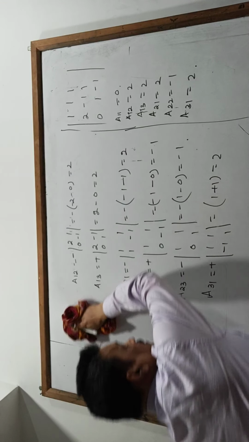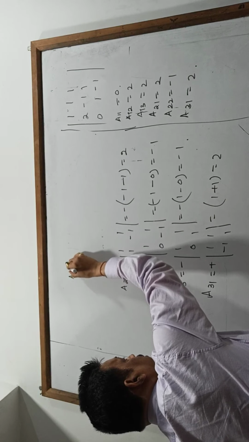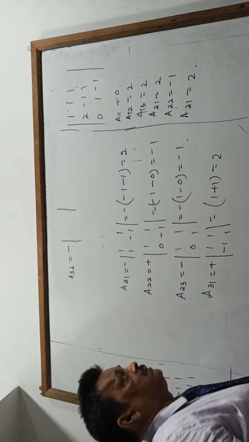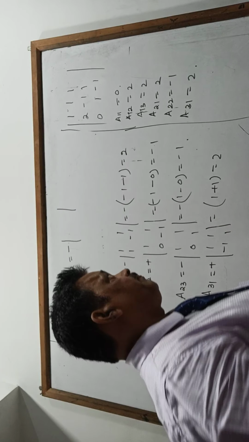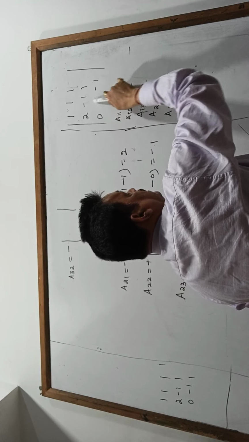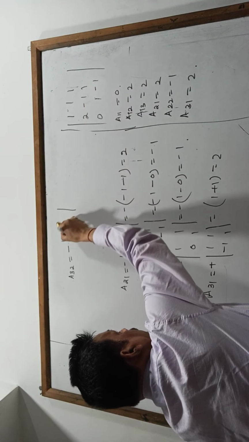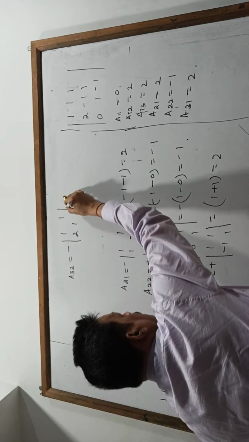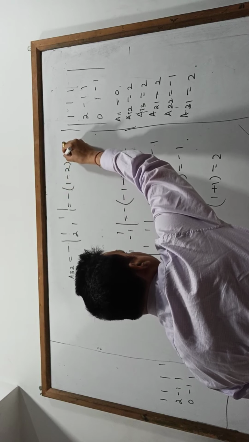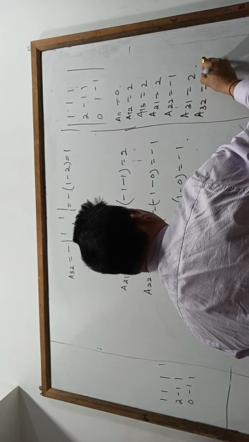Now let's take A32. A32 has minus sign. A32 is this place. Forget this line and this line. What are you getting? 1, 1, 2, 1. That is minus 1 minus 2. That is minus 1 minus is plus 1. So A32 is plus 1.